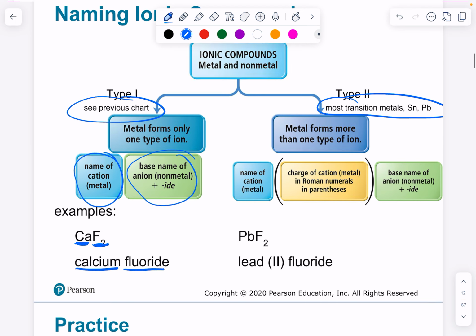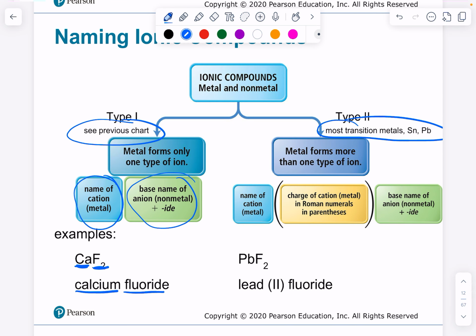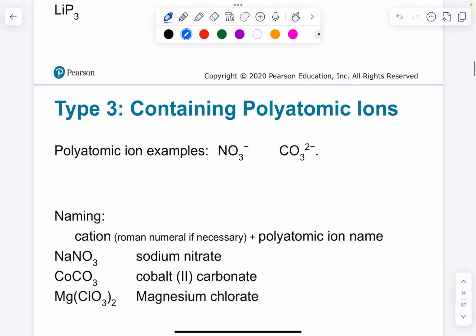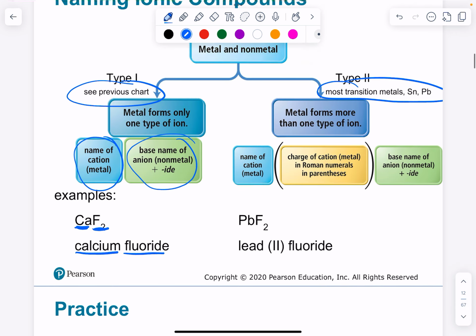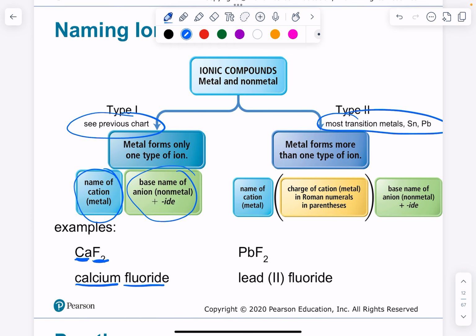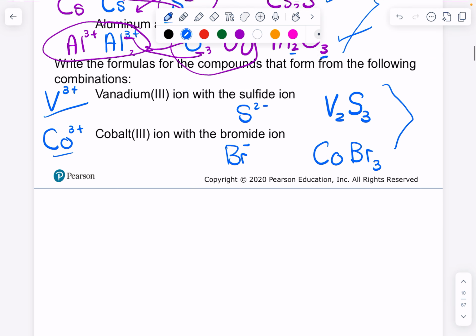Now, naming the type 2 are a little bit different because of that ability for them to form multiple charges. Okay, so let's see. I guess we'll go ahead and do this. The thing that's hardest about this is that you're going to have to be able to determine the charge based on the formula. Okay, so if I was given, in fact, let's go up to our example up here.